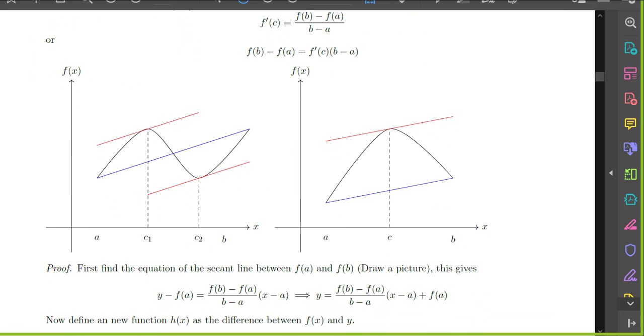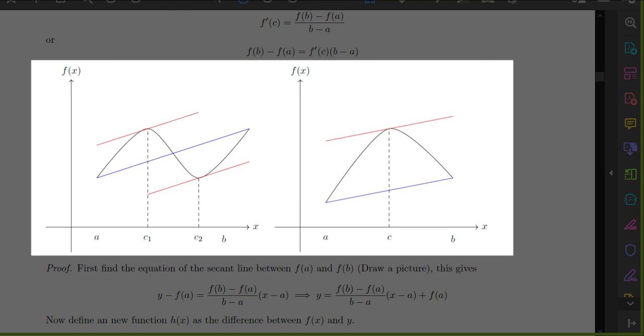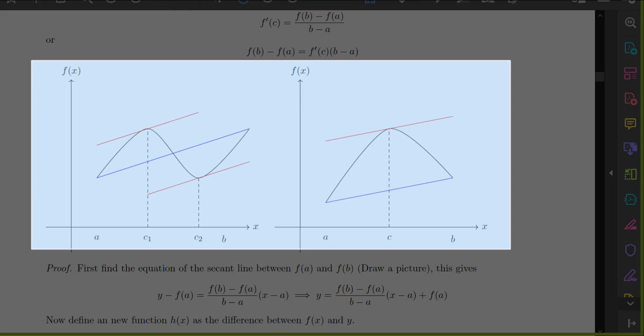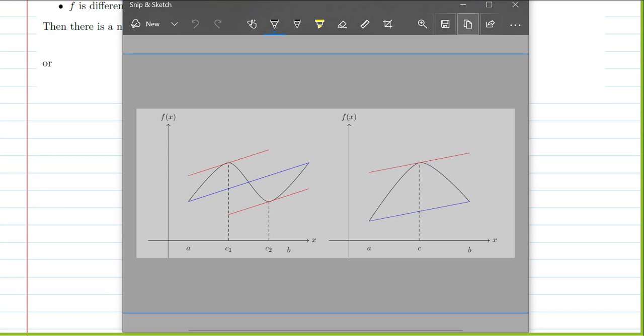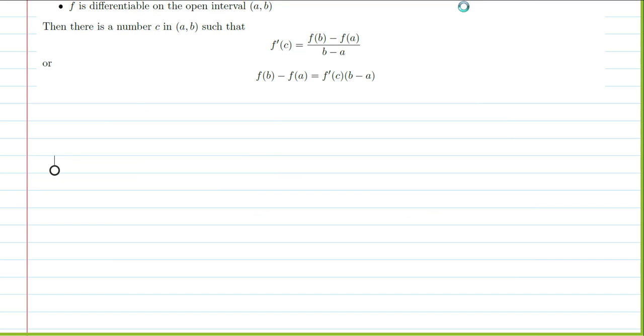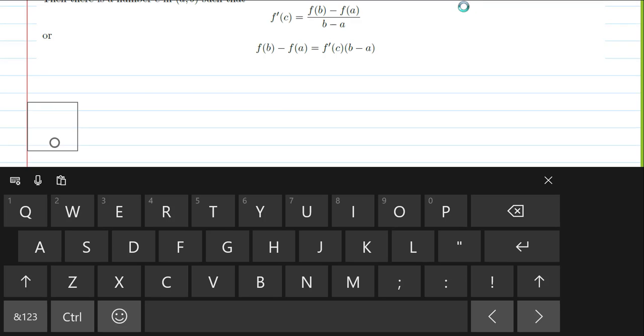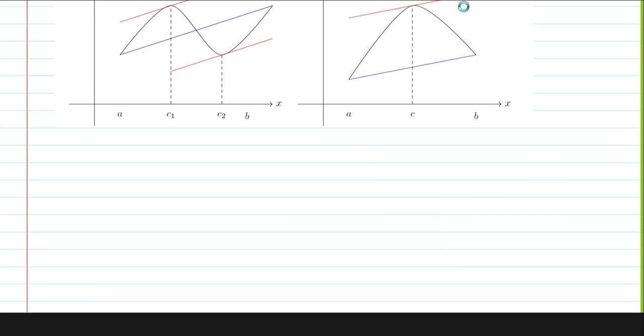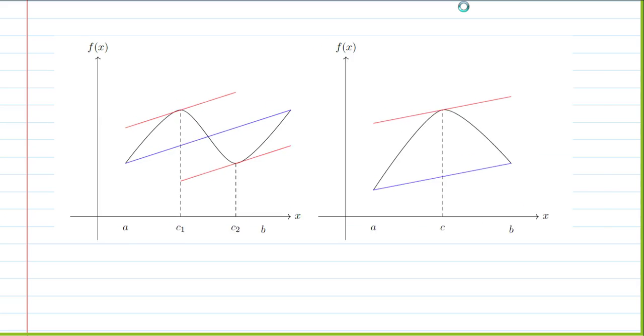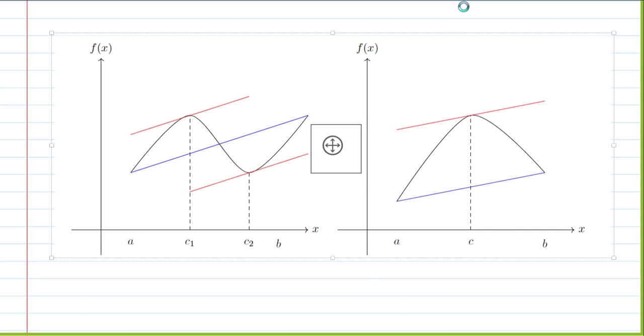What this states is that, once again, it's best summed up with a nice picture, is that if you have a continuous function on a closed interval, there exists a point c in between a and b where the slope of the tangent line is equal to the slope of the secant line through the points a and b.